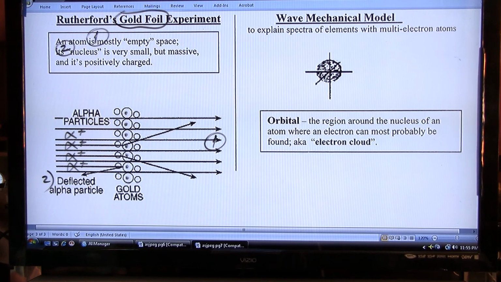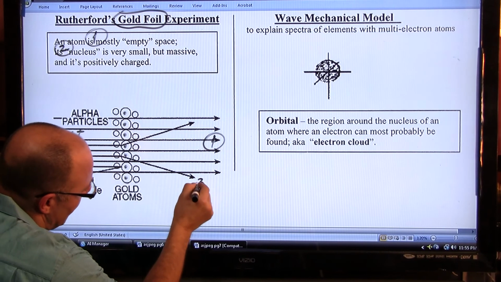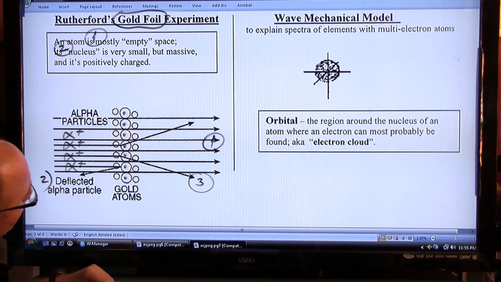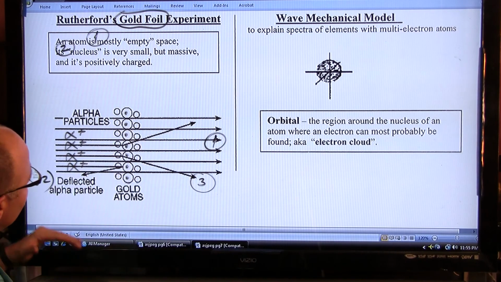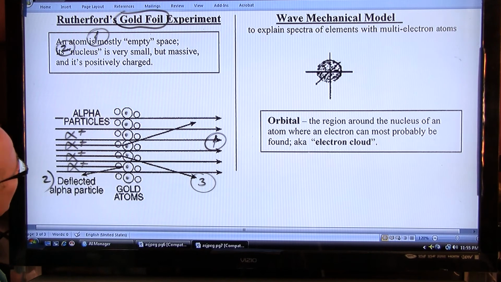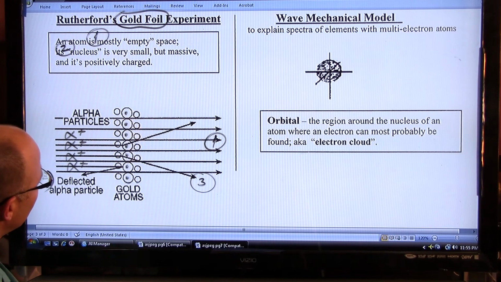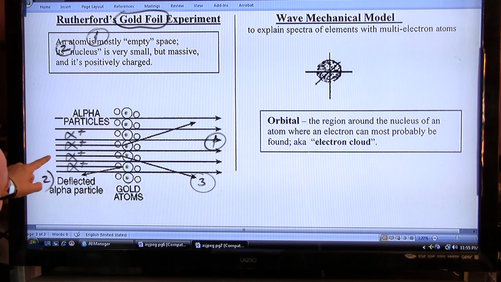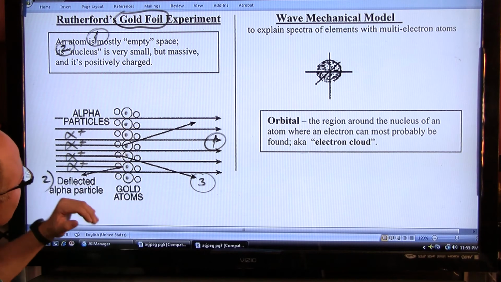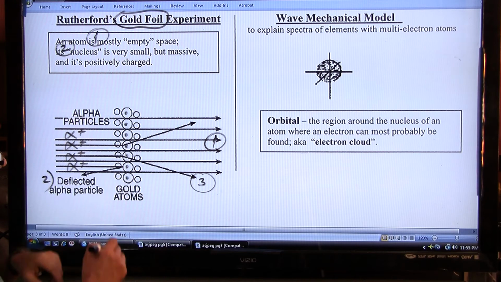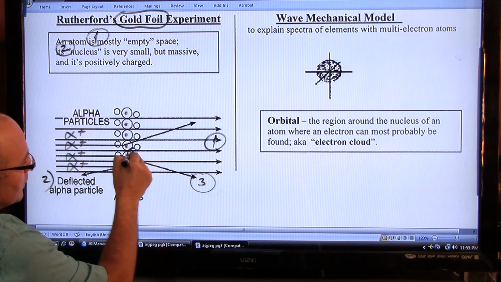And then he also found on the opposite side of the gold foil, some of the time the alpha particles were bent away from their original path, like this one right here and this one. And since Rutherford knew that the alpha particles were positively charged, what he proposed was that the alpha particles in this case, the ones that were bent away, were being repelled by the positive charge of the nucleus. So we'll draw the nucleus here as positive.